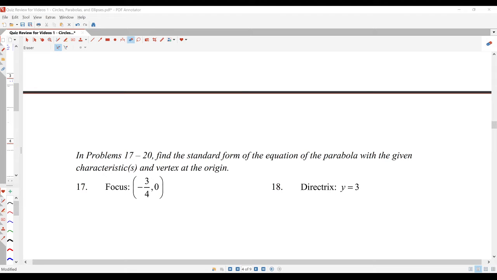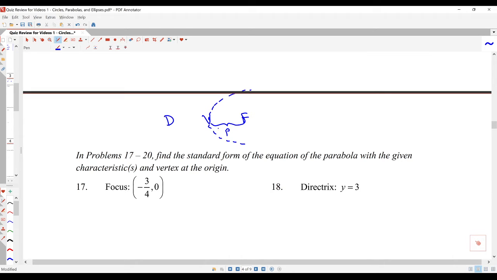Okay, let's take a look at number 17. Now that we're dealing with parabolas, we need to understand a couple things here. The idea is that you have a vertex of the parabola, on one side of it you're going to have the focus, and equidistant on the other side you have the directrix. The parabola always opens in such a way that the focus is in the cup or the mouth of that parabola, and P is the directed distance from the vertex to the focus.